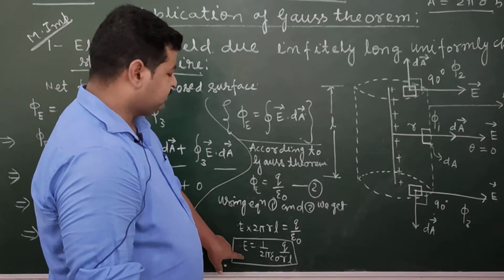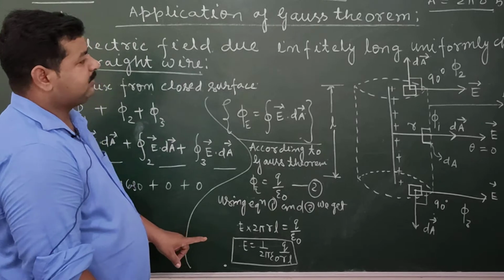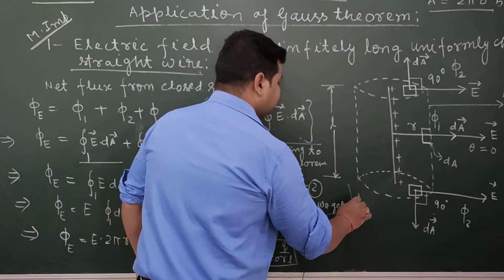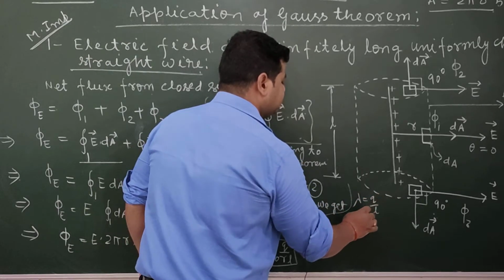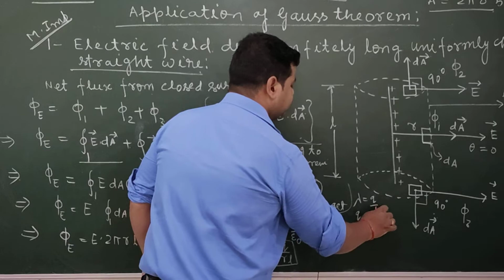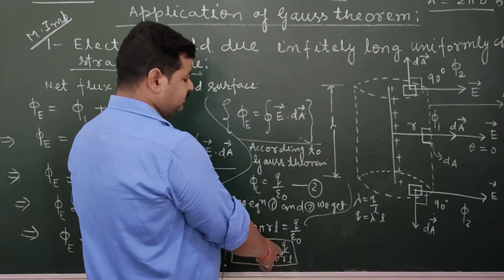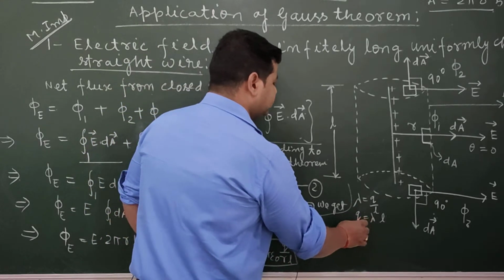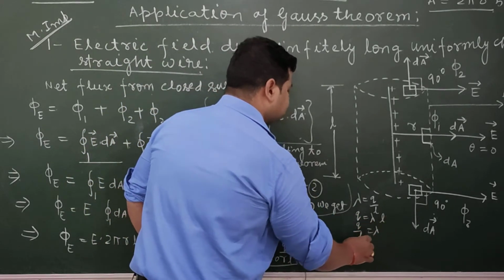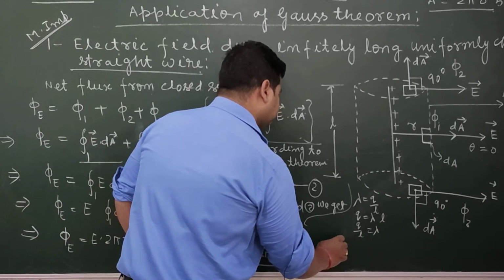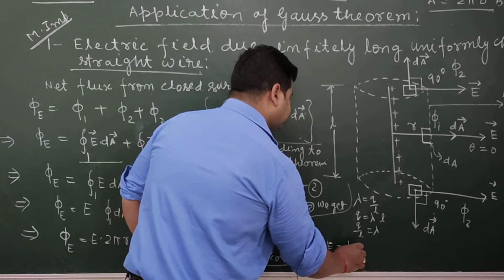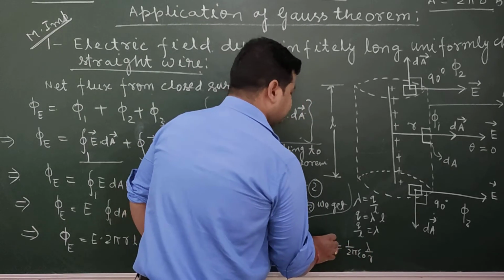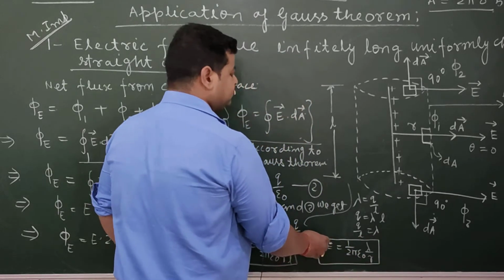Again, we can write this expression in the form of linear charge density. We know that lambda is equal to Q by L, so Q is equal to lambda L. We place Q equal to lambda L in the above expression, where Q by L is equal to lambda. So we get E is equal to 1 upon 2 pi epsilon naught times lambda by r. This is the electric field in terms of linear charge density.